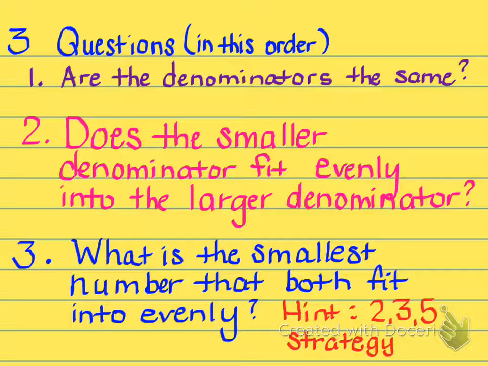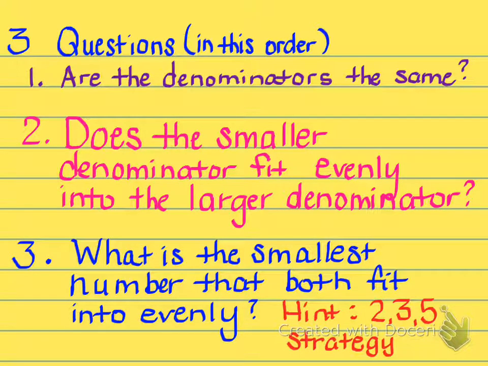The three questions you need to ask yourself about fractions when you're adding or subtracting is number 1, are the denominators the same? Number 2, does the smaller denominator fit evenly into the larger denominator? And number 3, what is the smallest number that both fit into evenly? Hint, your 2, 3, 5 strategy. So I'll explain 2, 3, 5 strategy in just a moment, but at any time if you come to a yes, then you don't ask yourself the other two questions.